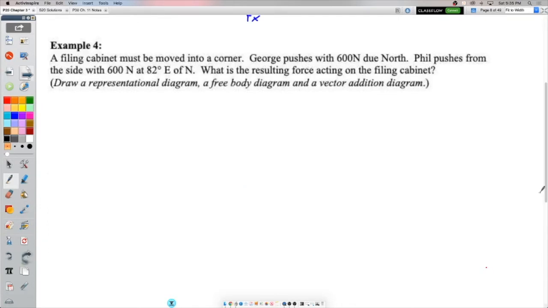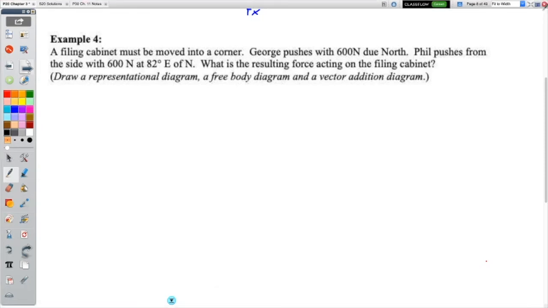All right, let's now apply these vectors that are not necessarily along perfect north, east, south, west components. Let's apply them in an example here. So as always, we're going to draw our three diagrams: representational, free body, and vector addition. A filing cabinet must be moved into a corner. George pushes with 600 newtons due north. Phil pushes from the side with 600 newtons at 82 degrees east of north. What is the resulting force, or F net? Resulting force means F net acting on the filing cabinet. So let's draw our three diagrams.